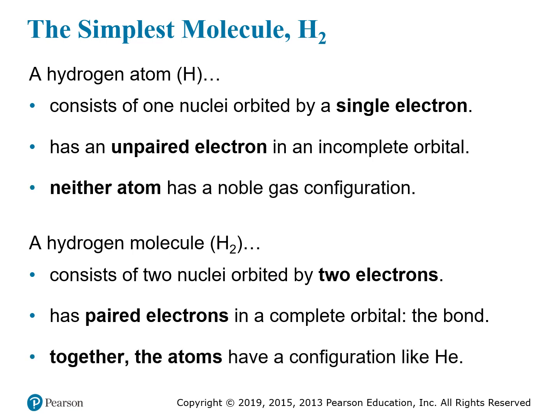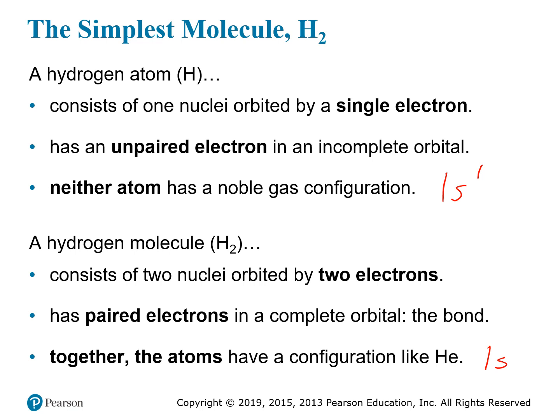In a hydrogen atom, neither atom has a noble gas configuration, right? In a single hydrogen atom, you have a 1s orbital and it has a single electron in it. Okay? It's an unfilled orbital. In a hydrogen molecule, you do have sort of a noble gas configuration. Okay? It's not exactly a 1s orbital. It's sort of a new type of orbital that's formed from the combination of 1s orbitals.